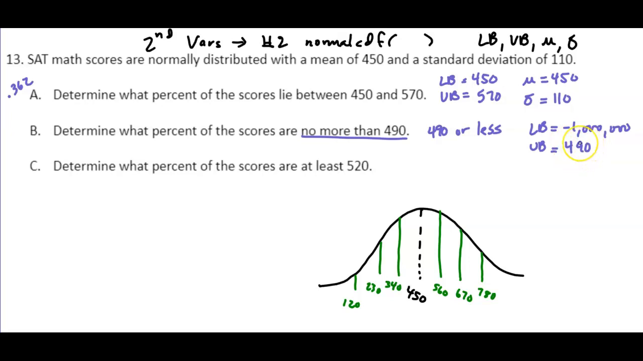And then of course our mean and standard deviation are still 450 and 110. Putting those into your calculator, you get 0.642. 64.2% of scores are no higher than 490.